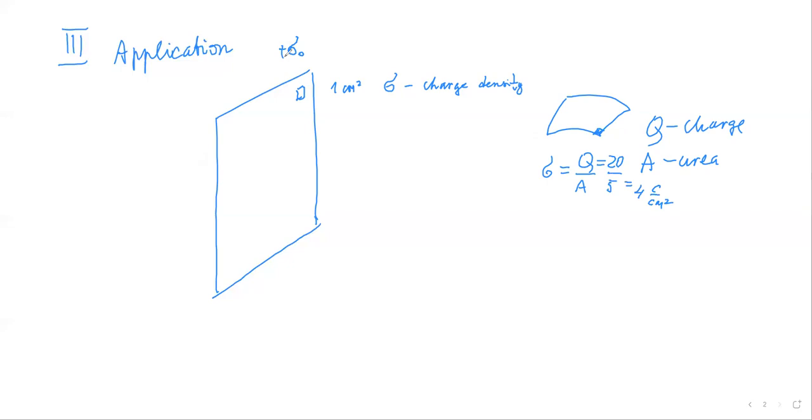Why? Well, if you cut a piece of this surface, like over here, for example, it's going to have a certain charge Q, right? How do we find it? Well, inverse the formula. The formula says sigma equals Q divided over A. Then from this formula, Q equals sigma multiplied by A. So if the area of this little piece is A, then the charge is going to be sigma 0 multiplied by A. Why do we need this?